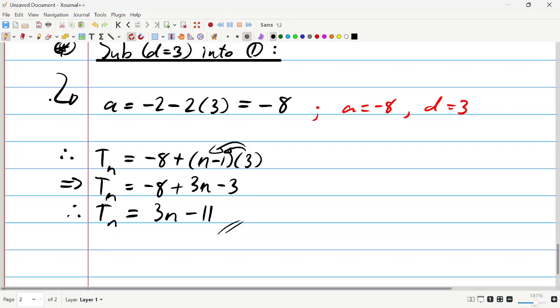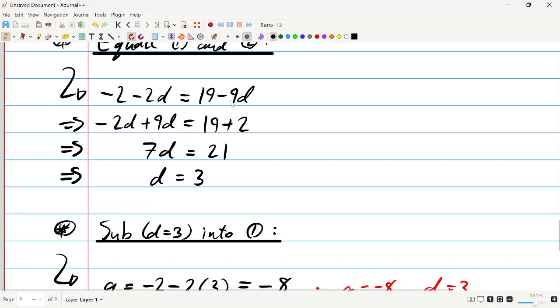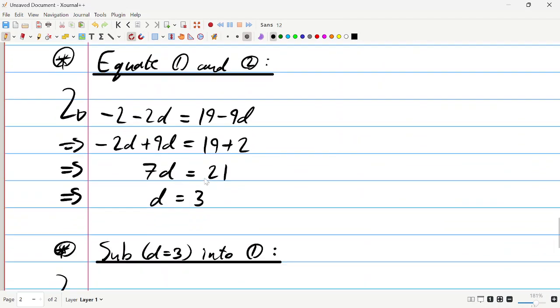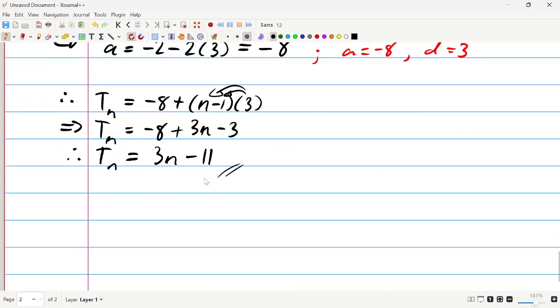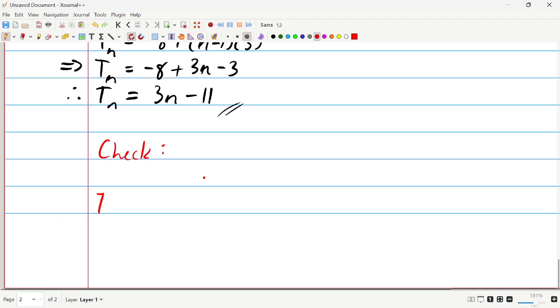And then we can also check this by substituting our term values that they gave us. If we plug 3 into n, we have to get negative 2. So let's just check. Let's check term 3. We know it's equal to negative 2, but let's prove it. 3 times 3 minus 11 is equal to 9 minus 11, which is equal to negative 2. So that would be correct for that one.